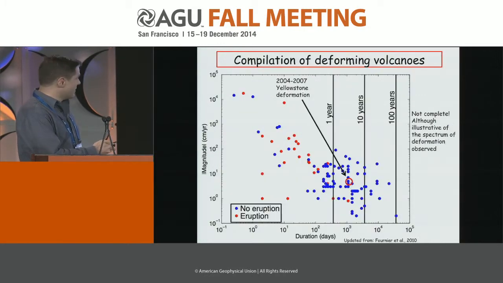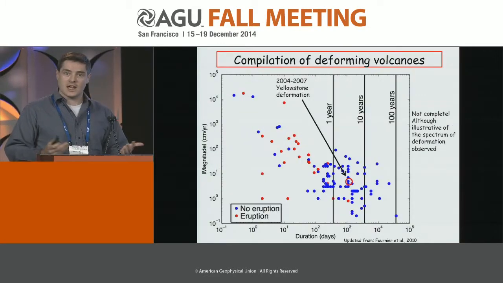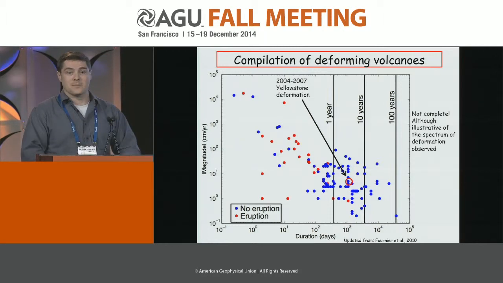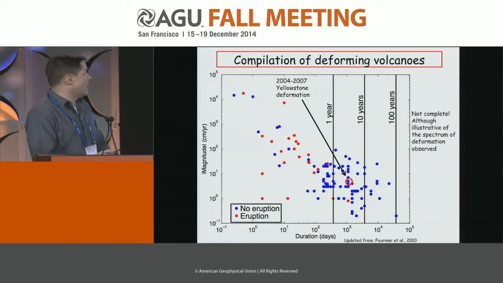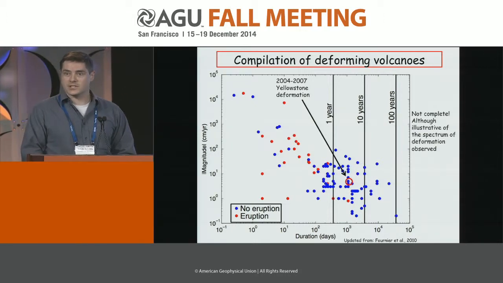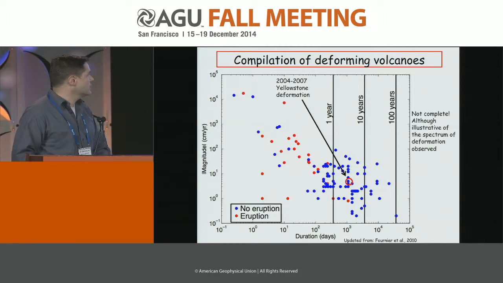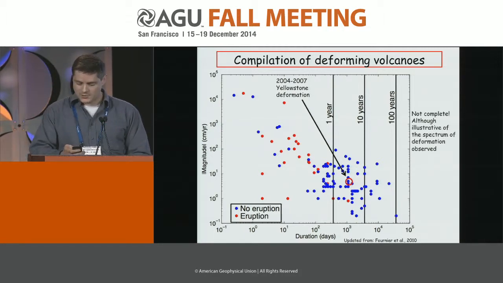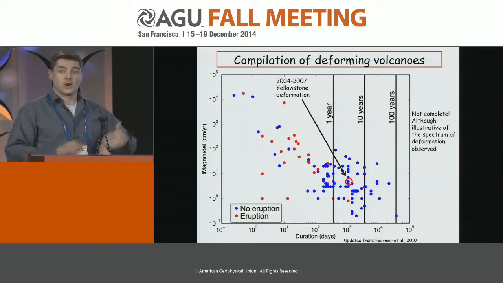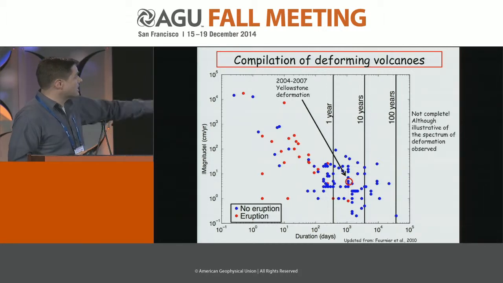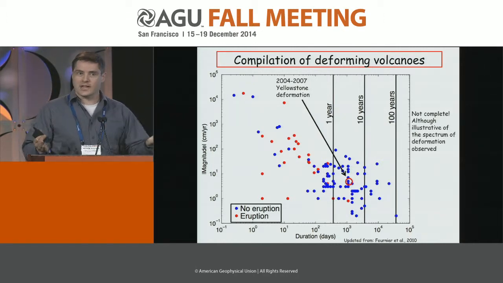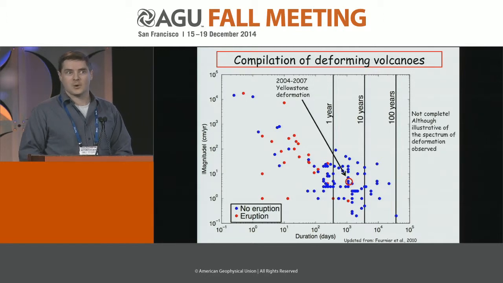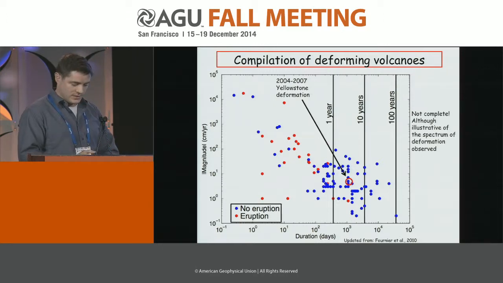On the x-axis is the duration of a given episode of deformation. On the y-axis is the magnitude of that pulse of deformation. You can see in this case at Yellowstone, there are a lot of examples of pulses of similar magnitude and duration that didn't result in eruption. The other point I want to make from this plot is that there are lots of pulses of deformation that occur on timescales of less than a few days or weeks, so this is why even 12 days will be a great improvement over what we have right now, but we need to use the constellation of global satellites to get down to a finer resolution than that.